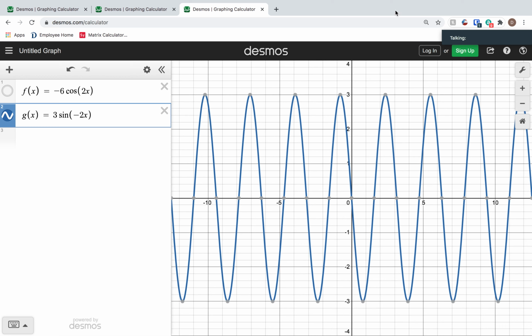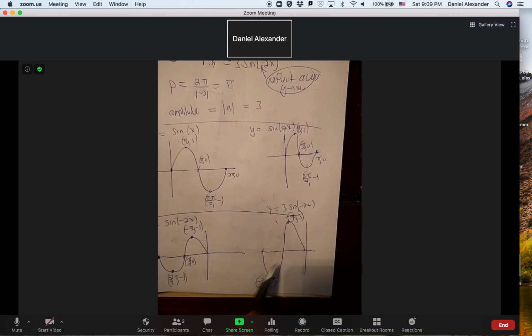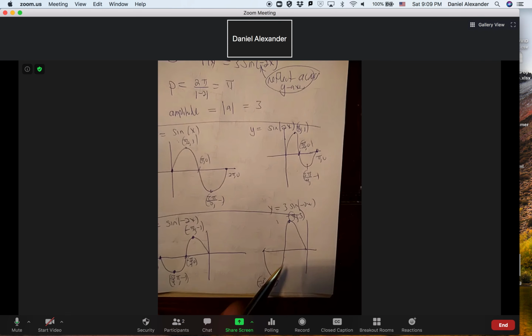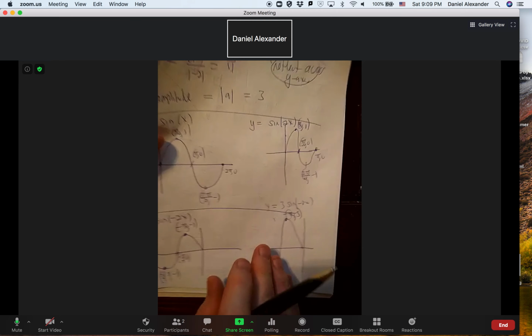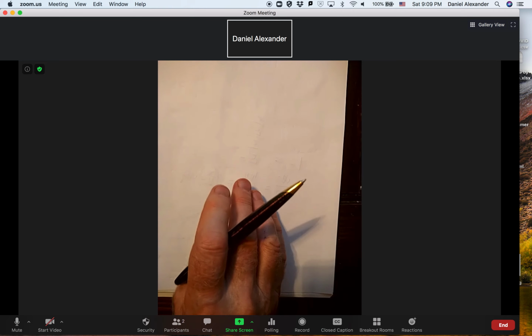Okay, let's go back, stop the share, just so you can see what we came up with. Yeah, it looks much better on Desmos, but that's the graph. Okay. So now we're going to do the tangent.